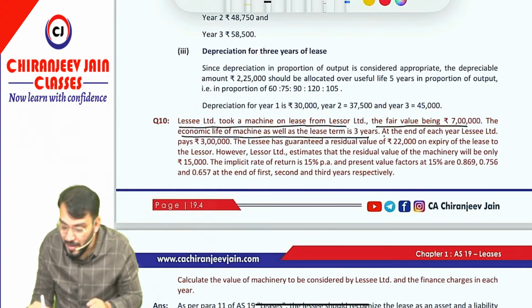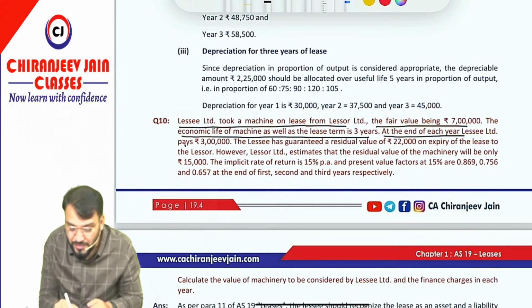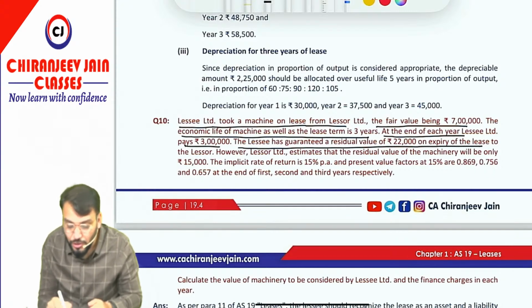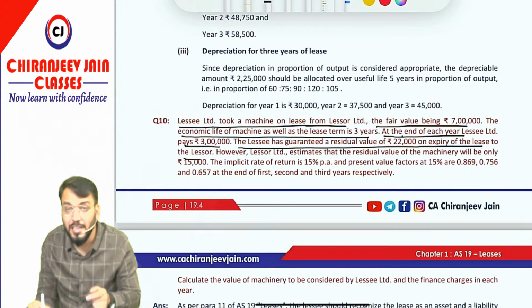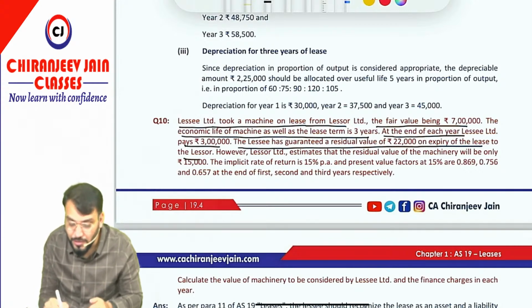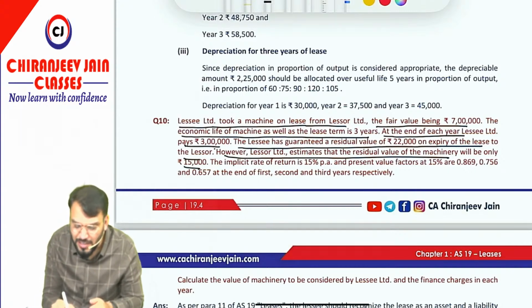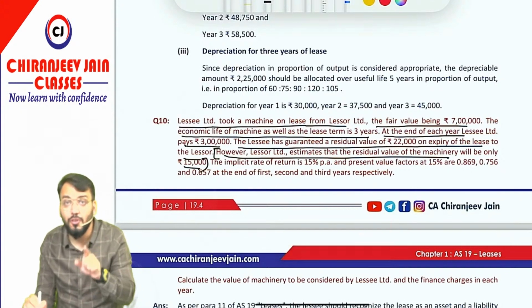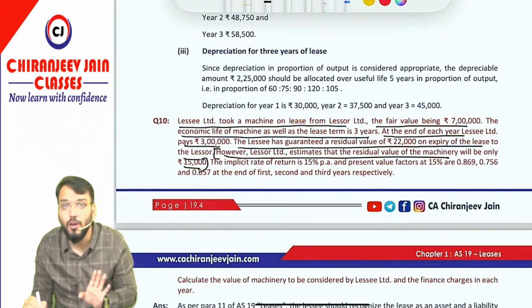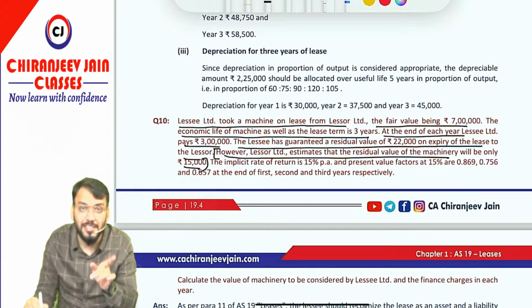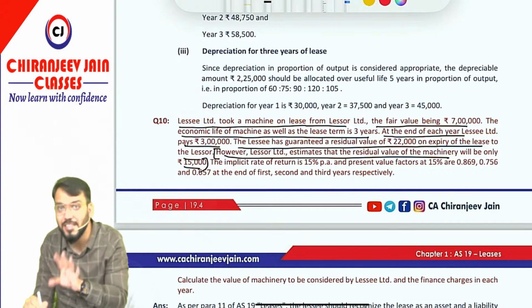At the end of each year, Lessee Limited pays 3 lakh. This is the annual lease payment. The lessee has guaranteed residual value of 22,000 on expiry of lease to the lessor. So GRV in respect of lessee is 22,000. However, the lessor estimates the residual value of the machinery will be only 15,000. Again, this information is not relevant from the lessee accounting point of view. What is the expectation of the lessor? That is not important from lessee accounting. That will be important from the lessor accounting point of view.